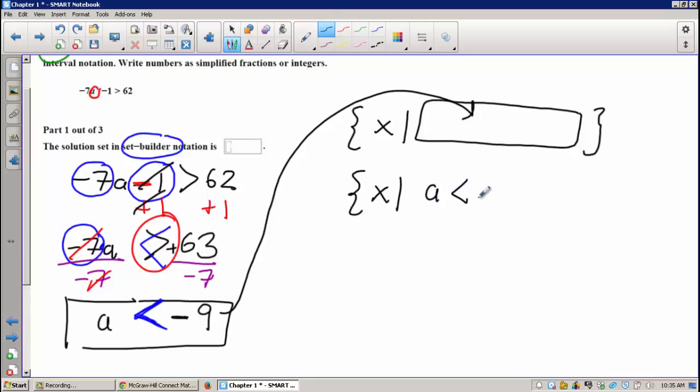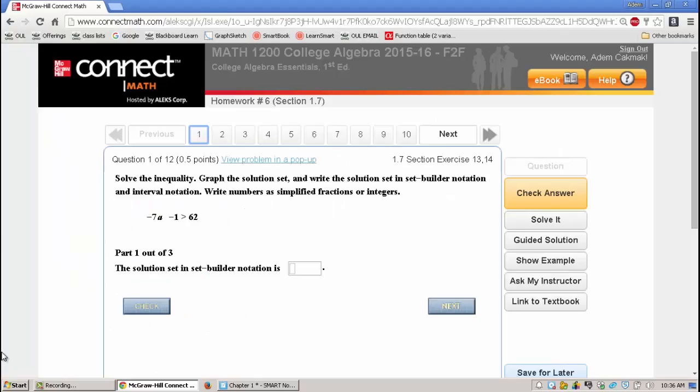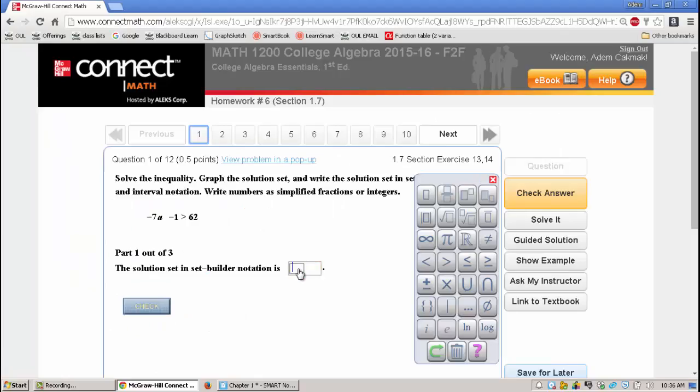So if the question is starting with set builder notation, all you gotta do is take your solution, the isolated letter with fish mouth and number, into this spot, and you are done. Okay? Does it make sense? Okay, let's first get this done.